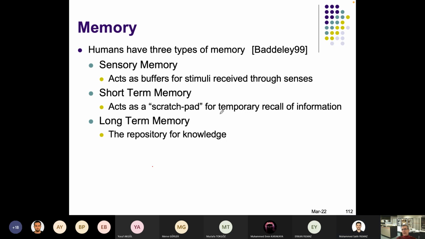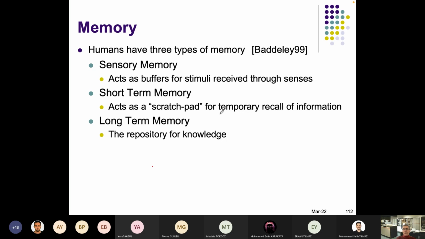Yes, we can. Okay. So today we are going to continue on human cognition and understanding and interpretation. I would like to start with the human memory that plays a very important role in interfaces.